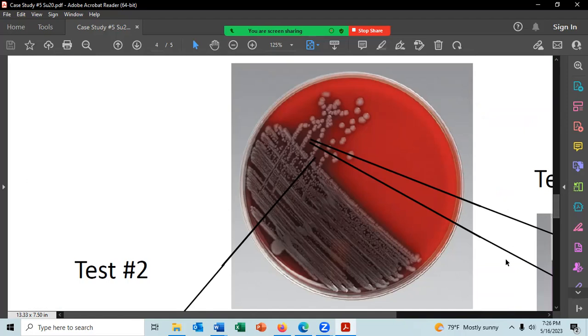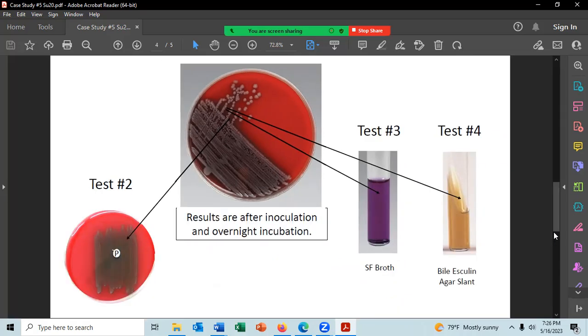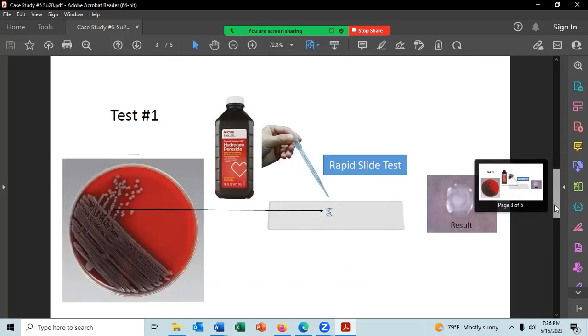Let me shrink this down now. That's good. And in the SF broth test, that's SF broth negative. And the bile esculin test, that's esculin negative. In the catalase test, that's catalase negative.